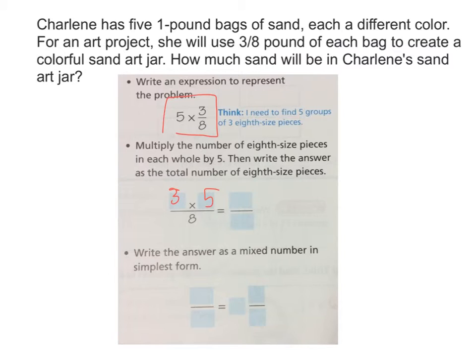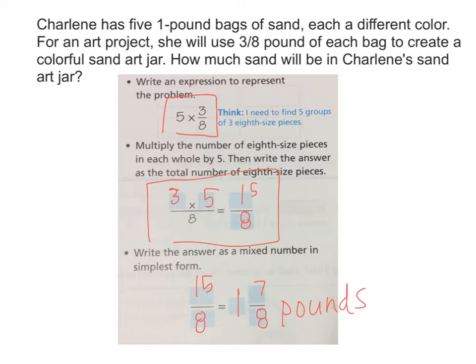So if I have 3/8 5 times, how many 8s do I have altogether? 15/8. Okay, is that in simplest form, 15/8? Well, you could say, but it's an improper fraction. Right, so then our final step is to write the answer as a mixed number in simplest form, which as we know, 15/8 is 1 and 7/8 pounds. Okay, I want you to take a look at this second step right here. What do you notice about the numerators and the denominators? Go ahead and talk to your table groups.